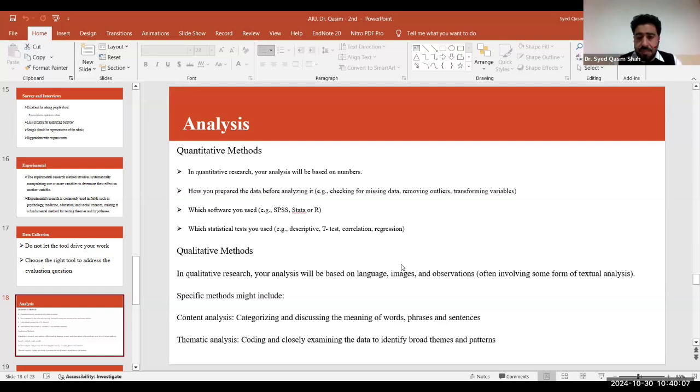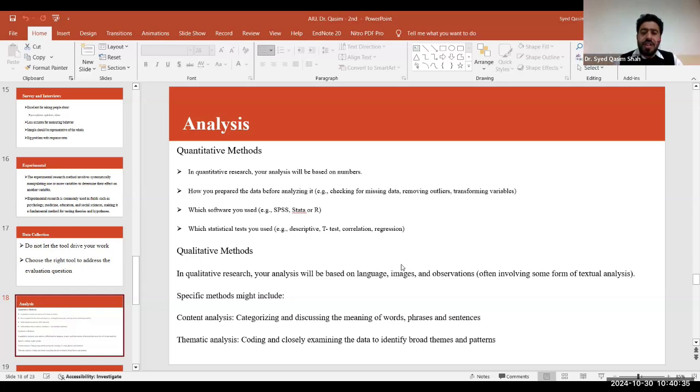The t-test will help with this. Correlation: we are interested in finding certain relationships in quantitative analysis, how two variables are interrelated. And then regression analysis, where we want to check how one variable is affecting the other variable. In terms of qualitative, let's say our analysis is based on images, language, observations like this.